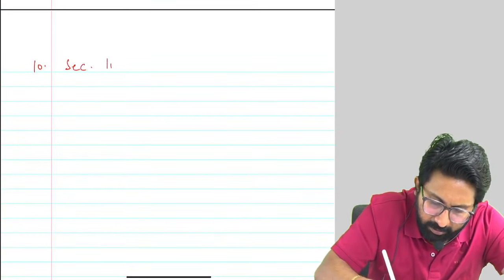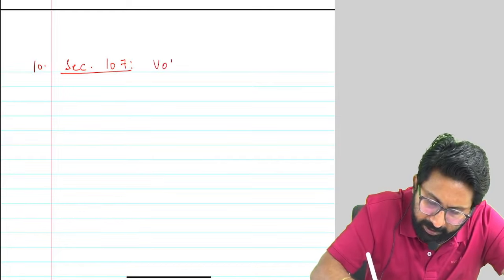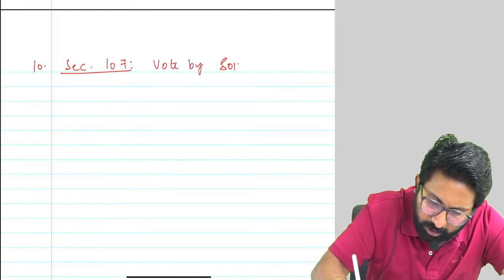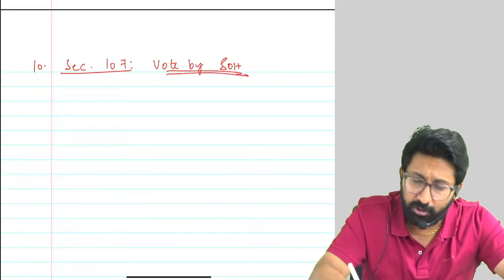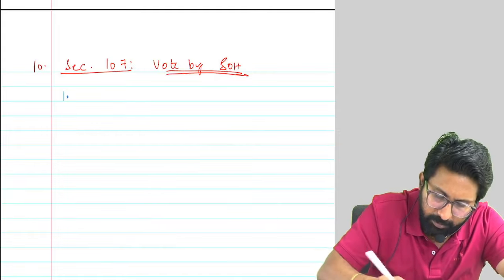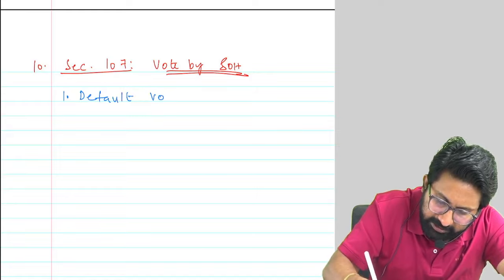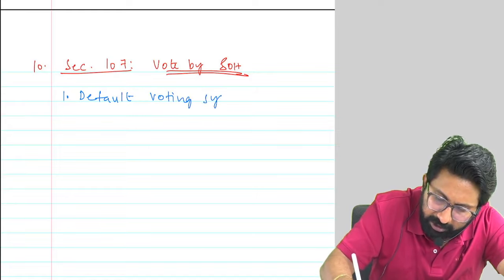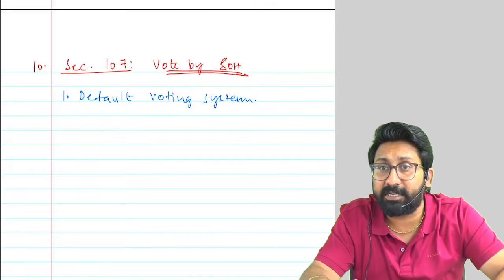Section number 107. Vote by show of hands. Number one. Default voting system. What do you mean by default voting system?